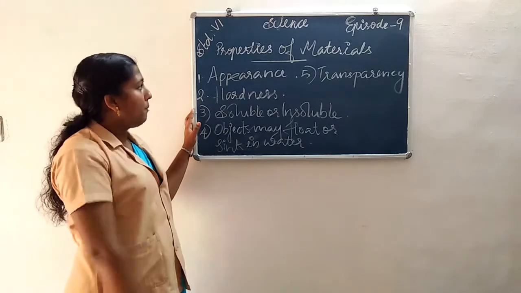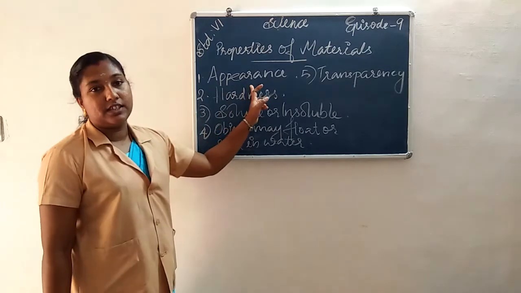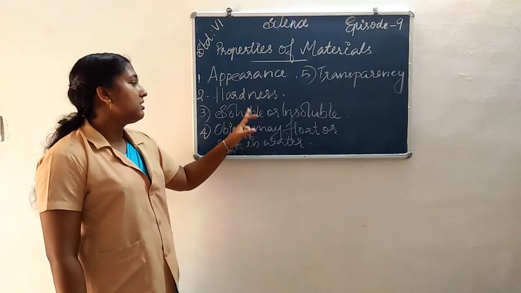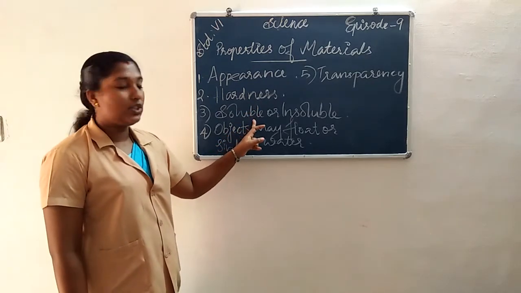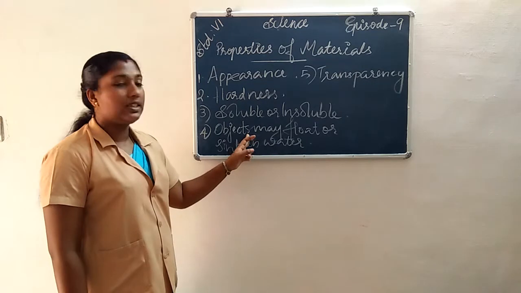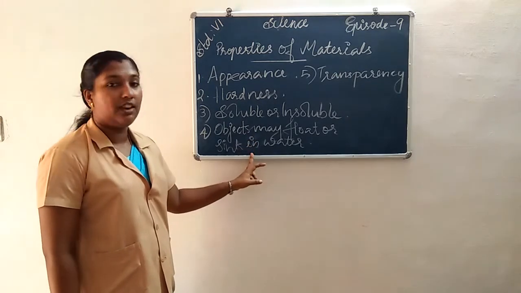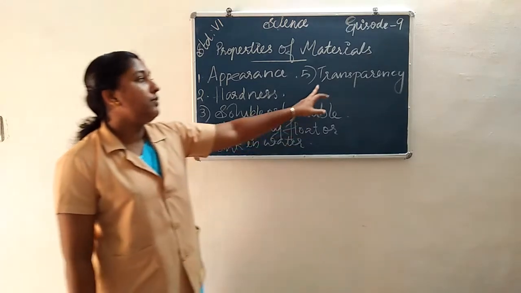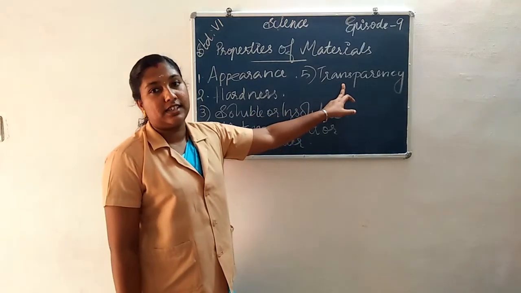Once again, which are the properties of materials? First one is appearance. Second one, hardness. Third one, soluble or insoluble. Fourth one, objects may float or sink in water. And the fifth one is transparency.